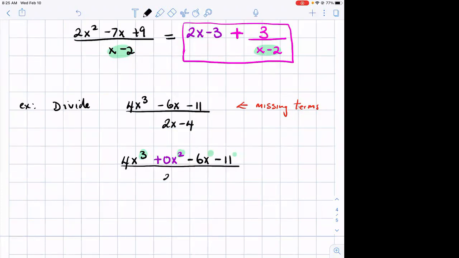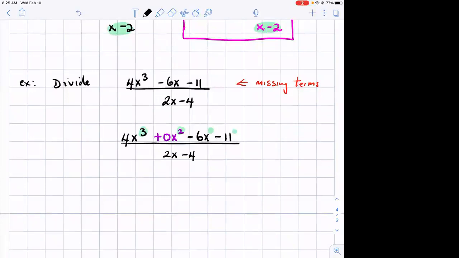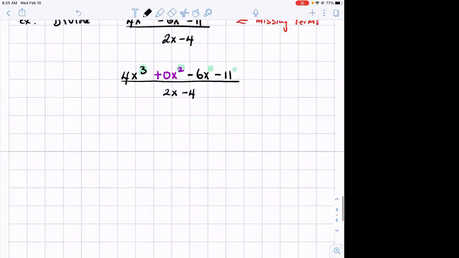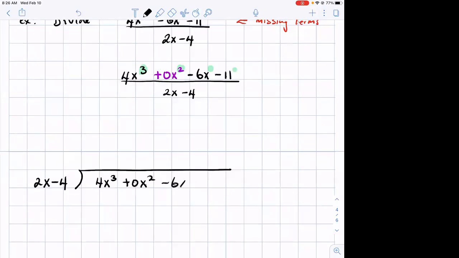On the denominator, we have 2x to the 1 power, minus 4x to the 0 power, so it's just a constant. And when you set up your division, this is the way we should write it. My divisor is 2x minus 4, and that goes on the outside. Inside we have 4x cubed plus 0x squared minus 6x minus 11. And don't forget, we have to do some scrap work. The scrap work actually will help you.